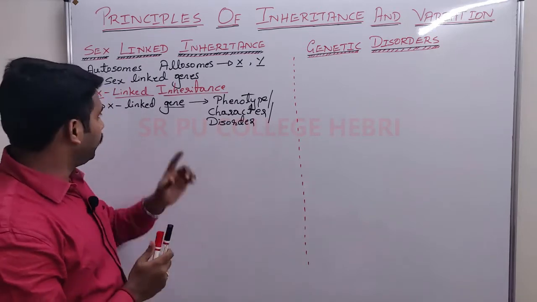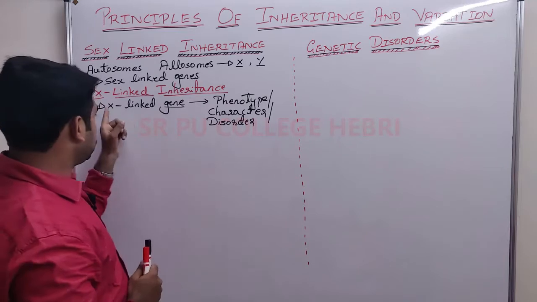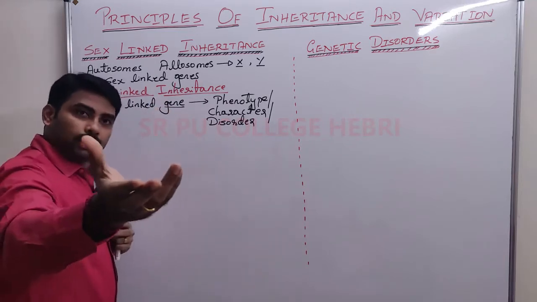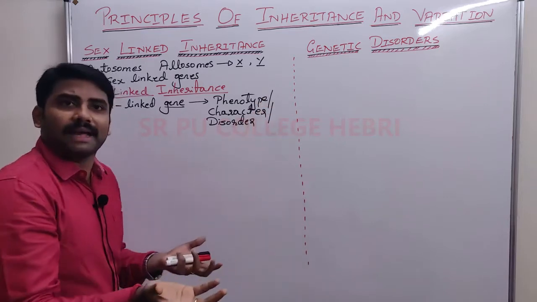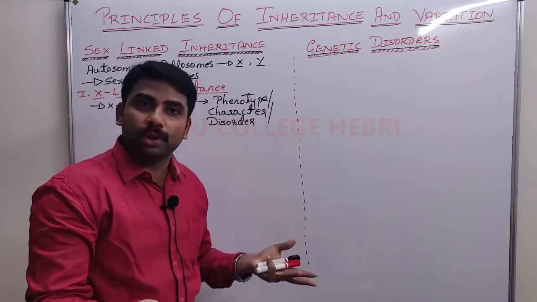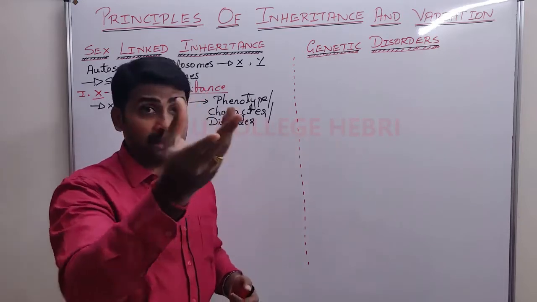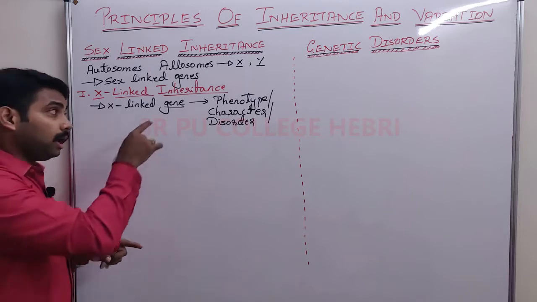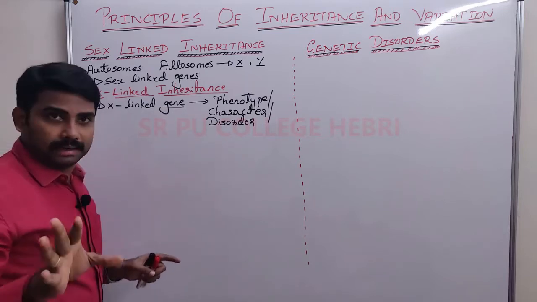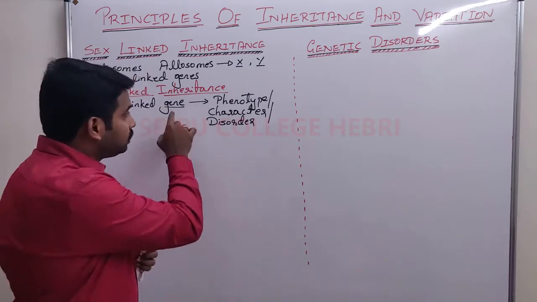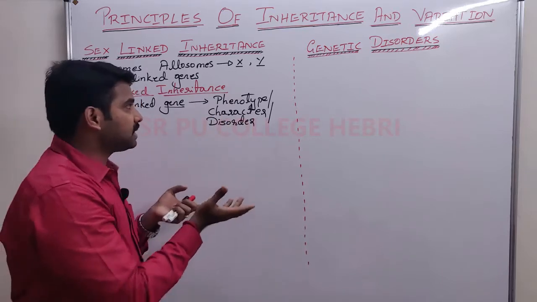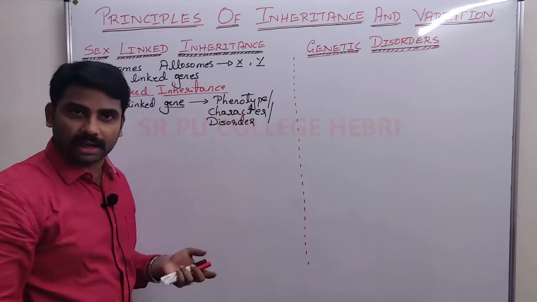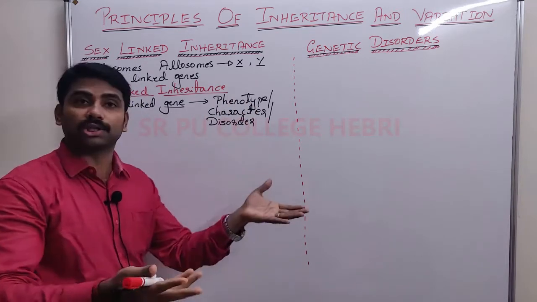The X chromosome has many genes. That gene in mine and your case is responsible for a character, responsible for a phenotype. But in very rare cases, by chance, if there is a mutation in that gene, then instead of having a normal character or phenotype, the person can have a disorder.